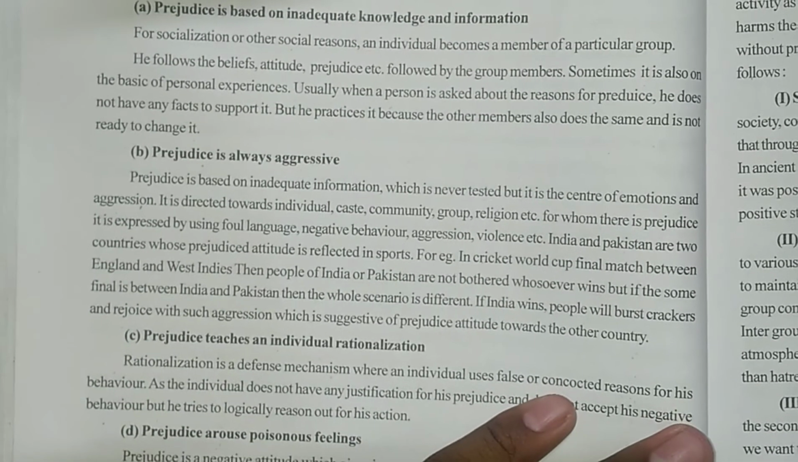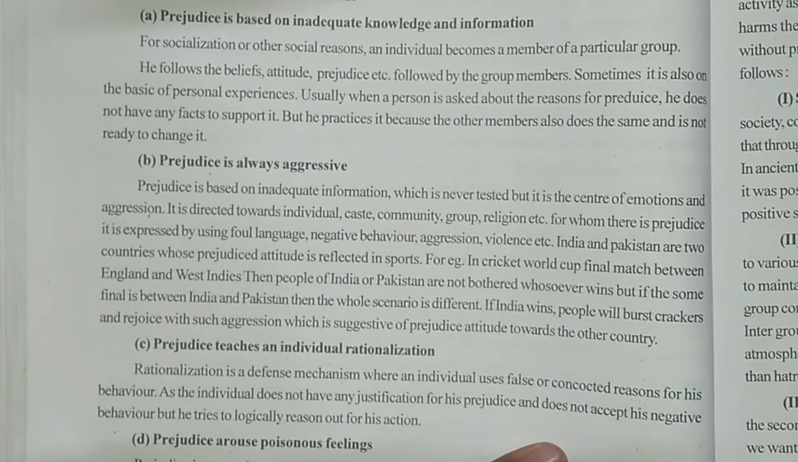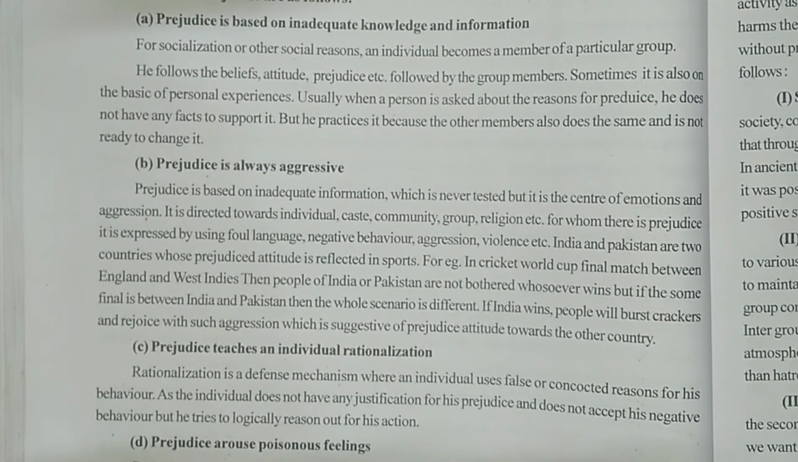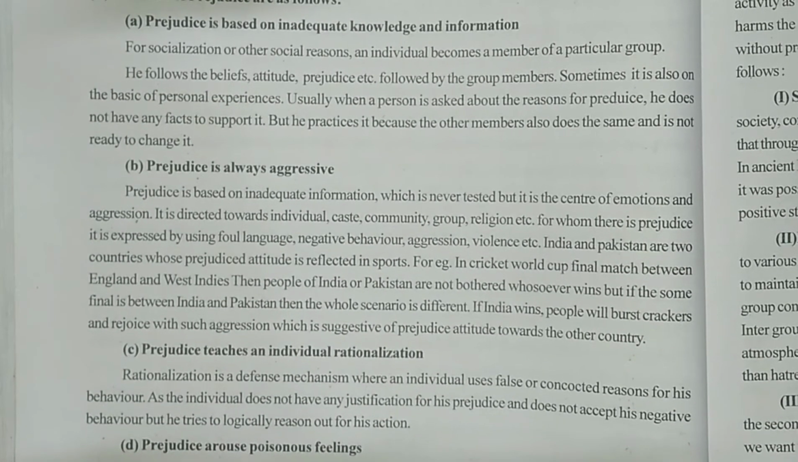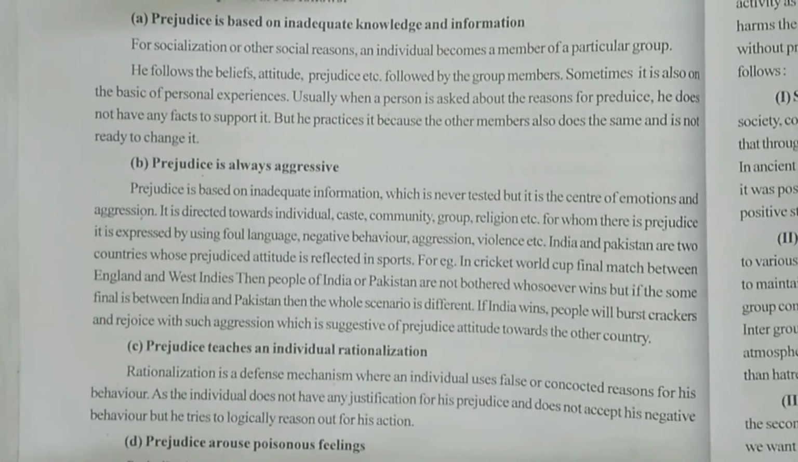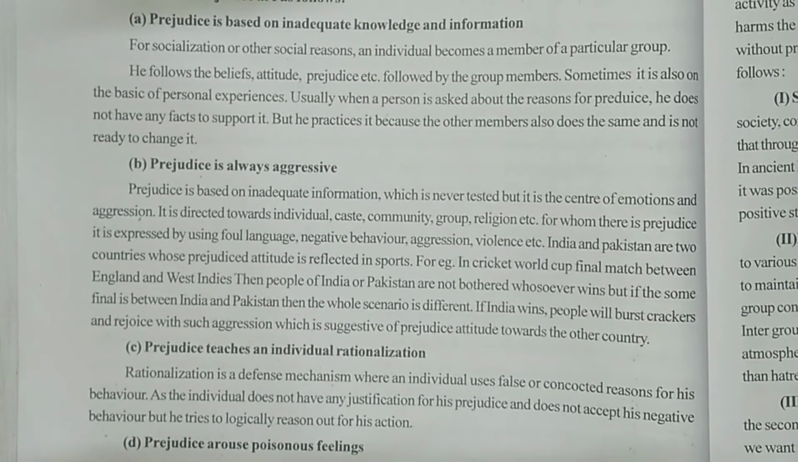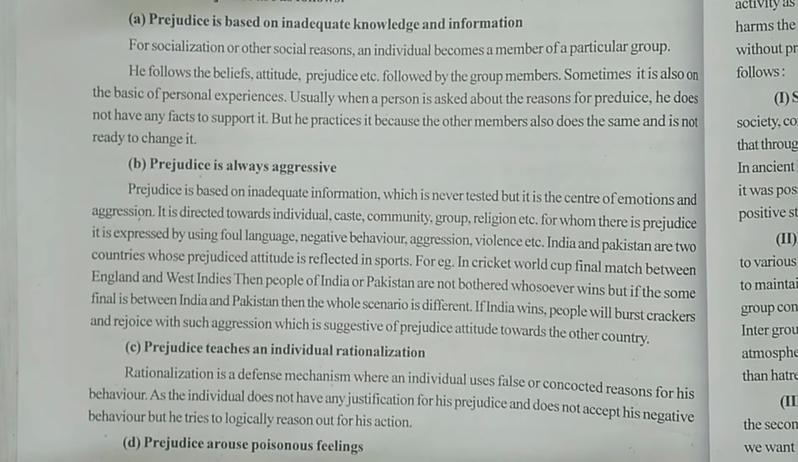Prejudice is always aggressive. Prejudice is based on inadequate information, which is never tested, but it is the center of emotion and aggression. It is directed towards an individual, caste, community, group, religion, etc. For whom there is a prejudice, it is expressed by using foul language, negative behavior, aggression, violence, etc.